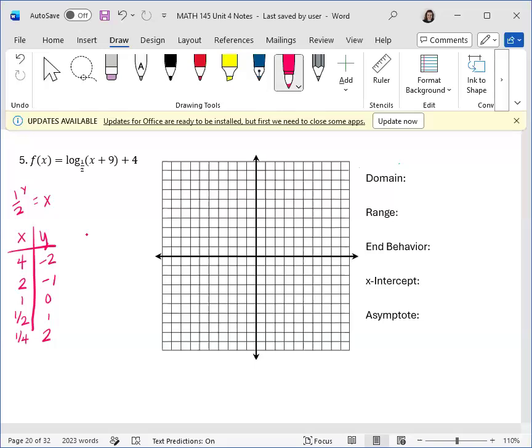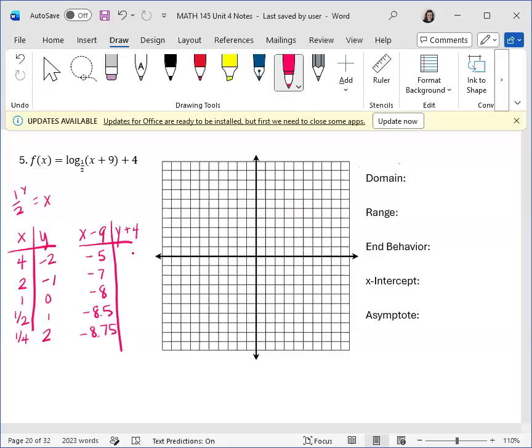So now thinking about those transformations, we're going to shift left 9 units and up 4 units. All right, so subtracting 9 from those x values, we would have 4 minus 9 is -5. 2 minus 9 is -7. 1 minus 9 is -8. 1/2 minus 9 is -8.5. And 1/4 minus 9 is -8 3/4.